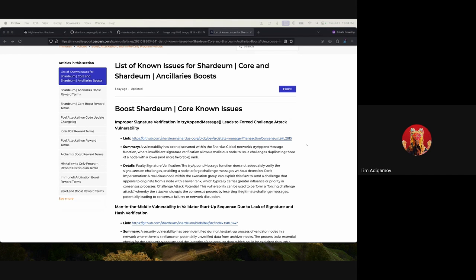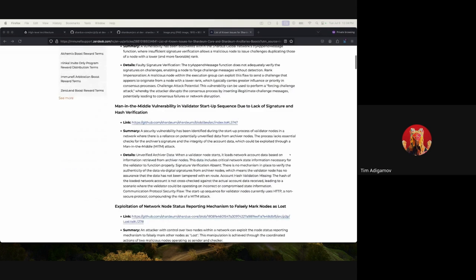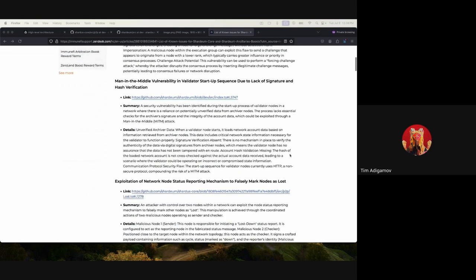Let's go down, man in the middle. It's a very simple thing that we're using HTTP, not HTTPS. It's kind of arguable and questionable what the impact is, so we just left it here because we didn't do too much investigation at the current moment.